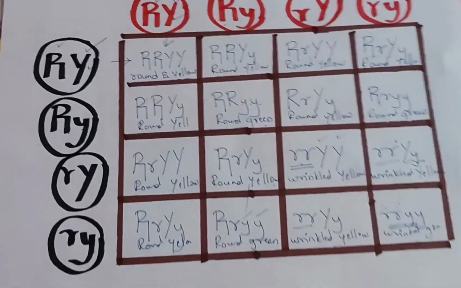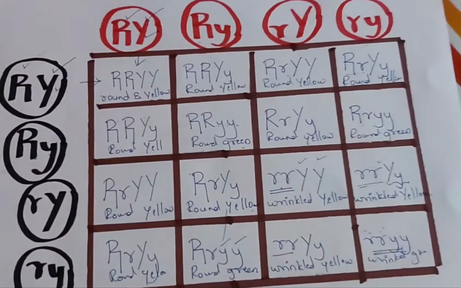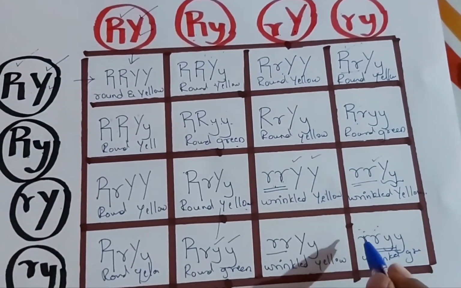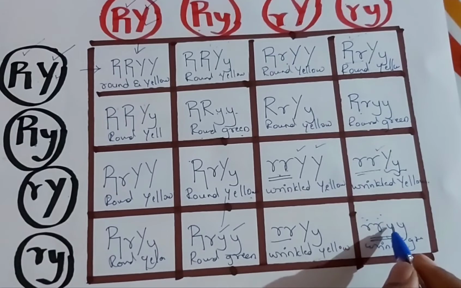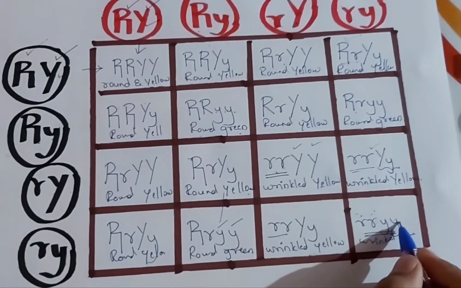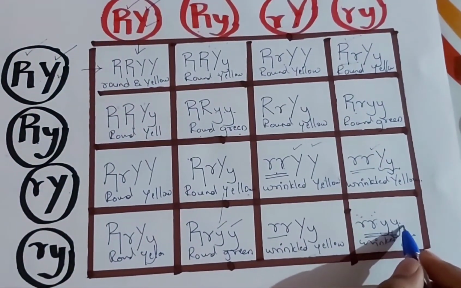Okay, so this is how the phenotype will express. So here you can see both the recessive alleles, here also it is both the recessive alleles. So wrinkled green.